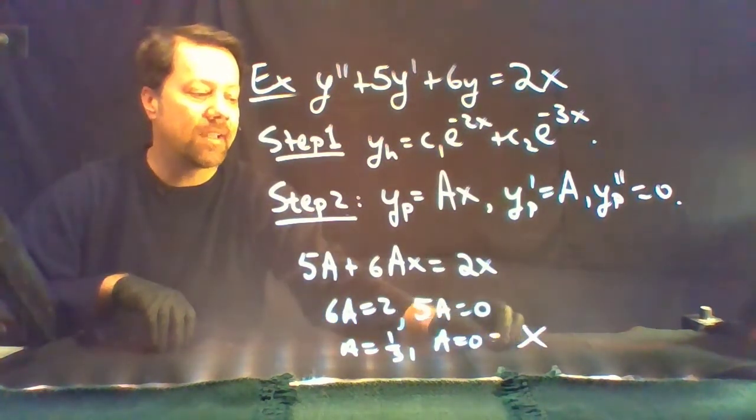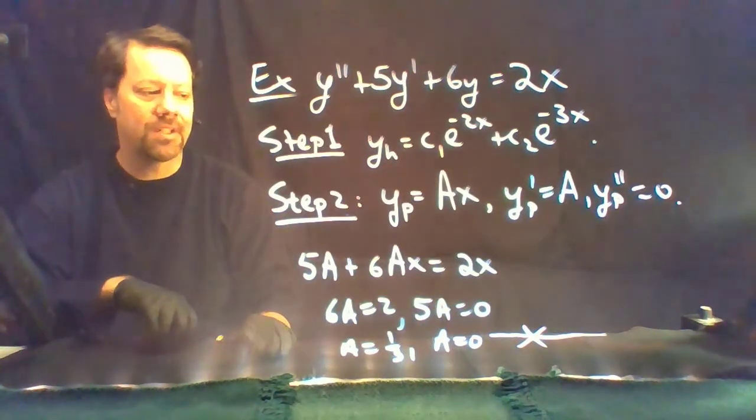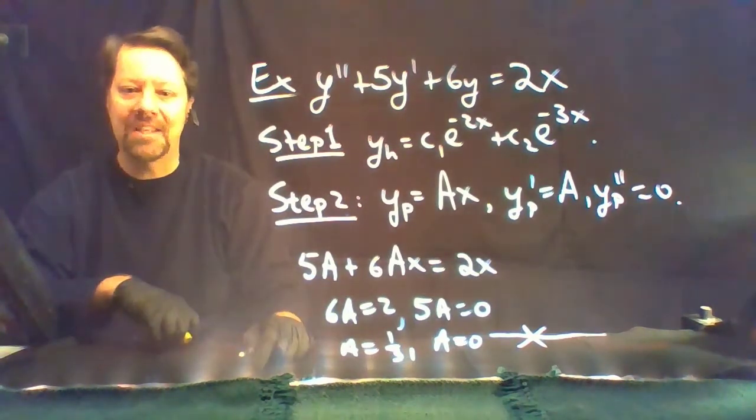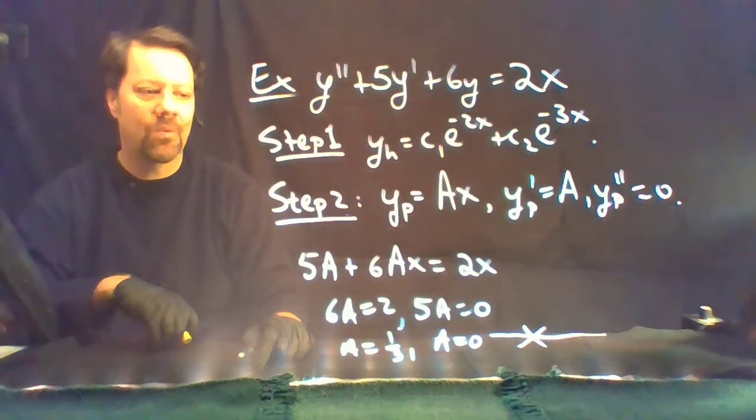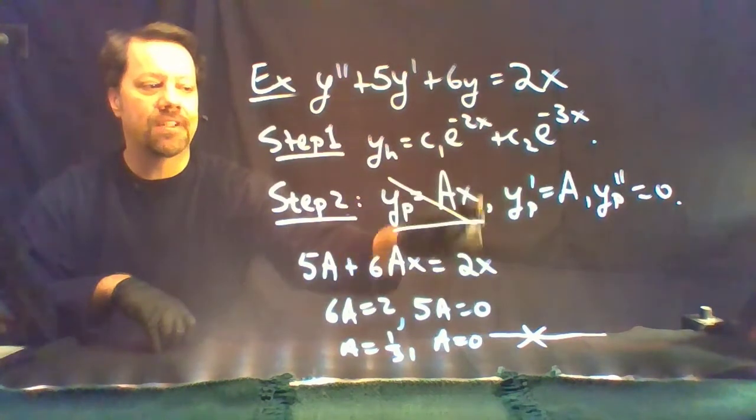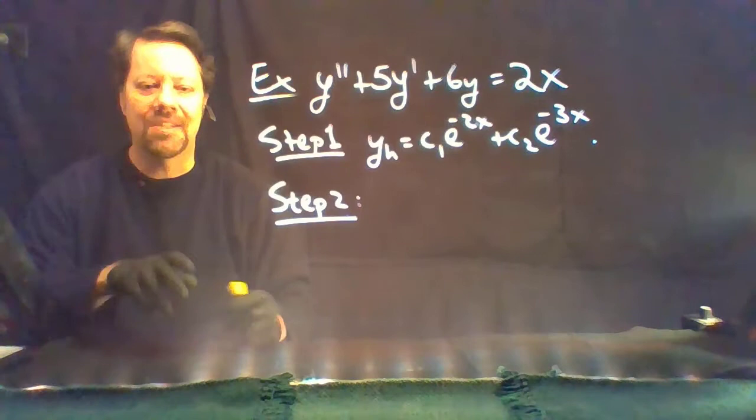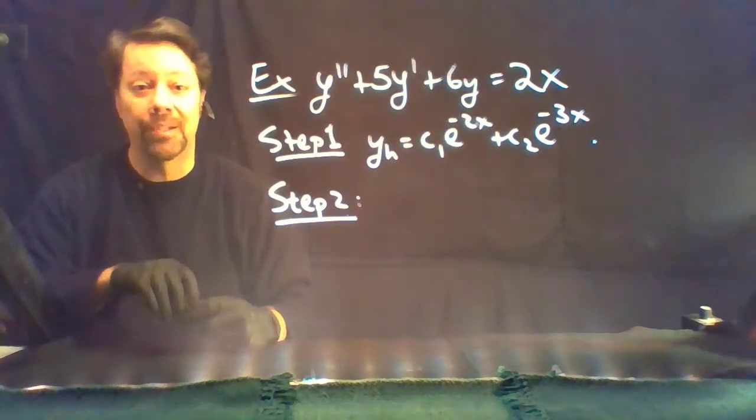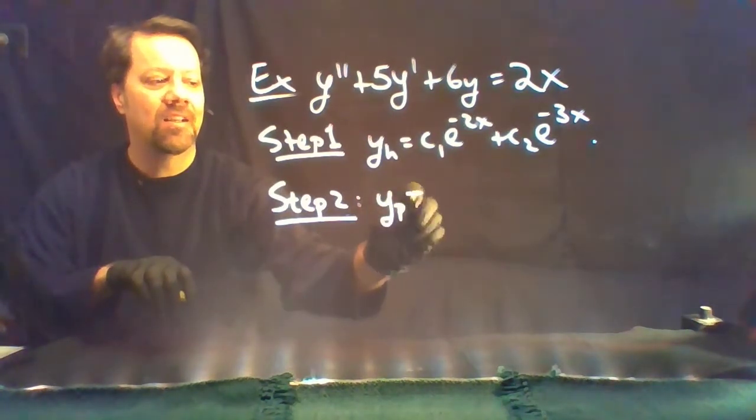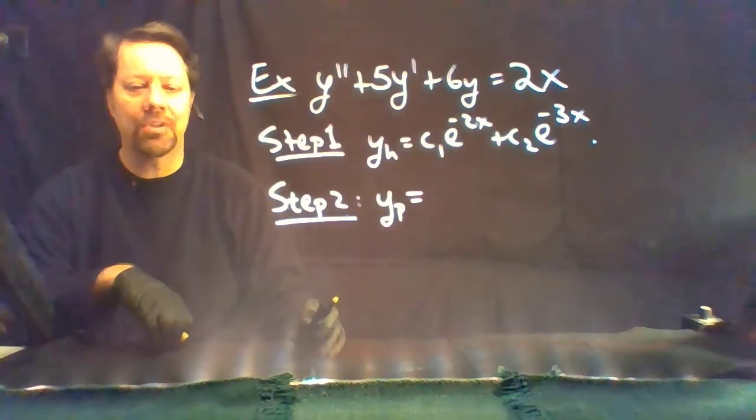This represents a contradiction. This is the mathematical symbol for a contradiction. It's two arrows colliding. You can't have both a is 1/3 and a is 0, which implies then that there does not exist a solution of this form. You needed to see how it is that guesses crash and burn. They yield contradictions. Once you've decided that your solution guess was no good, you have to go back and make a better guess.